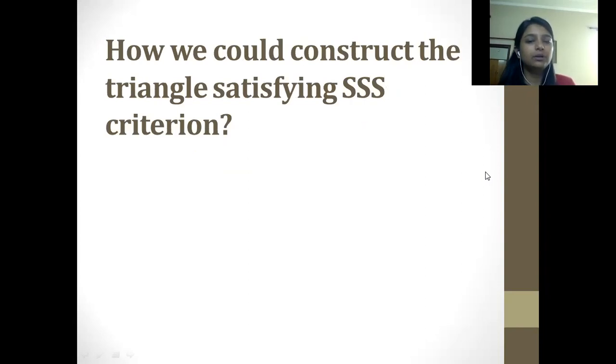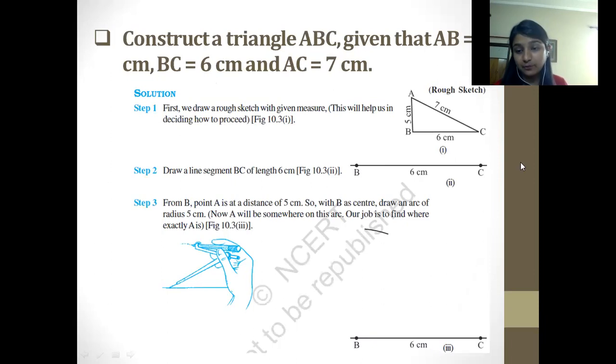So now how could we construct the triangle satisfying the SSS criterion? Any guess? Any idea? Yes, students? With the help of compass and ruler, as in the previous class also, we did with the help of ruler and compass. That is the perfect way of constructing a triangle where we find 100% accuracy rather than just drawing with a single ruler or by rough hand.